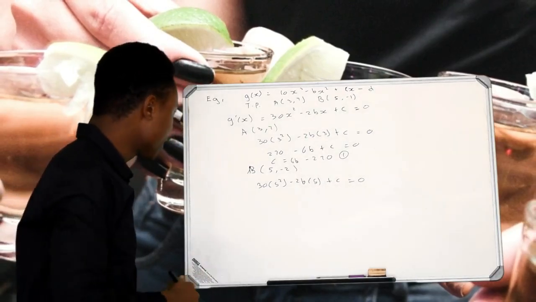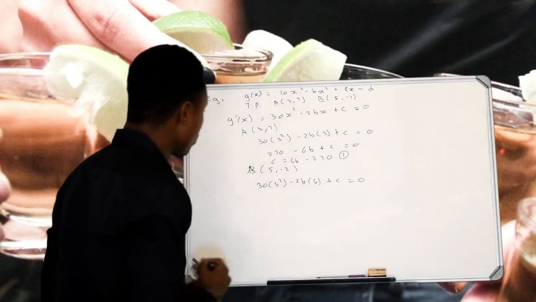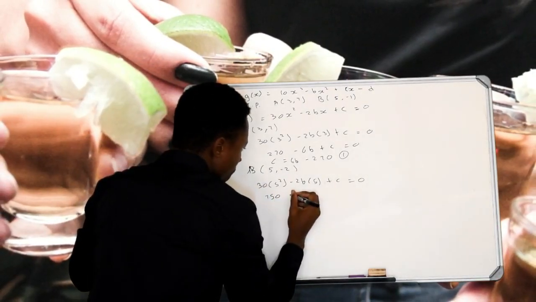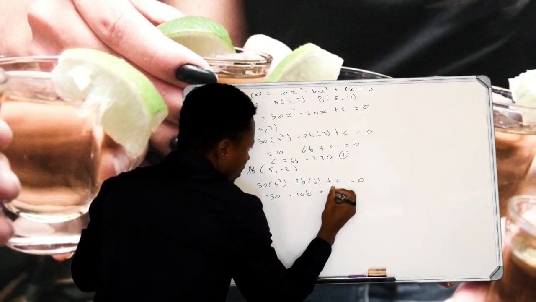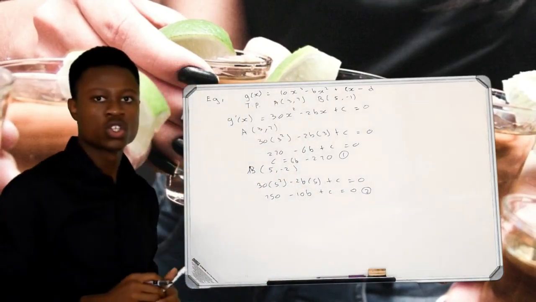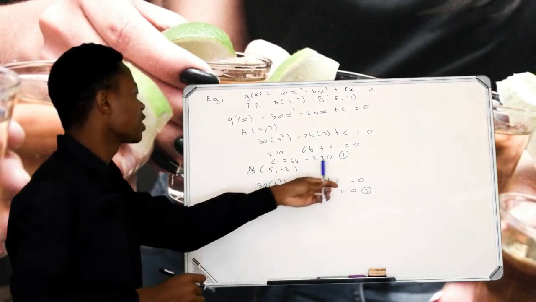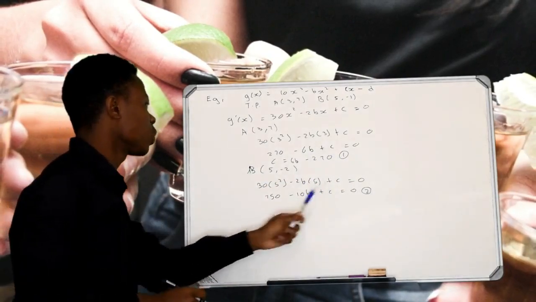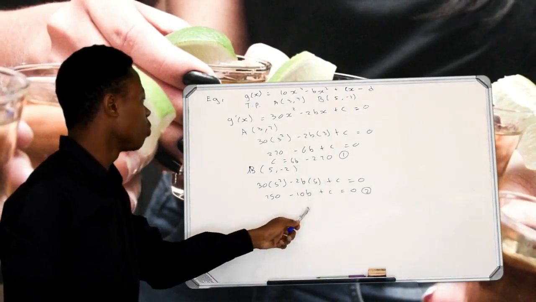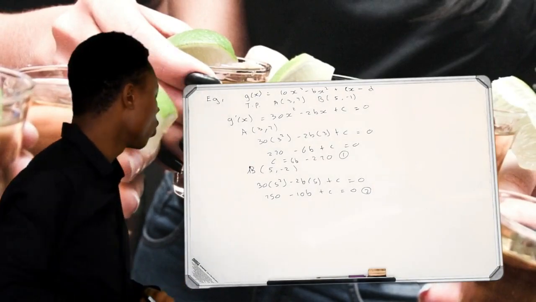So let me work with my second equation. Let's see, what do I get? If I solve for this, I'll end up with 750 minus 10b plus c is equal to 0. That is my equation 2. So now I have two equations. What do I do when I have two equations? Now I can substitute this equation into this equation, and I only have one variable that will be missing, and that variable would be b, right? So b would be my only missing variable.